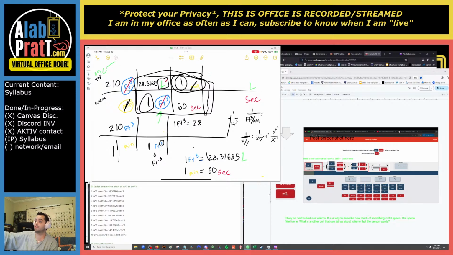So what we want to do is always make sure that our units are canceling if we want them to cancel. My minutes are on the bottom here, minutes on top here. Seconds is down here, which is where I want it in my final answer. So this is done and good. Over here, feet cubed is on top, feet cubed is on bottom, inch cubed is on top. So the next thing I need to do is figure out how to get away from inches cubed and keep working my way to liters.